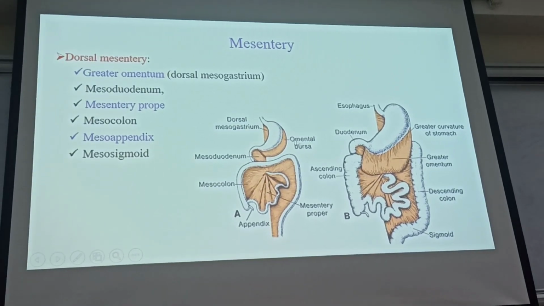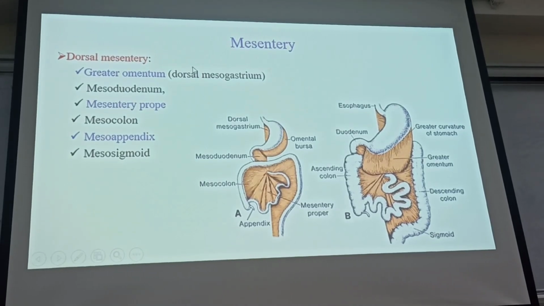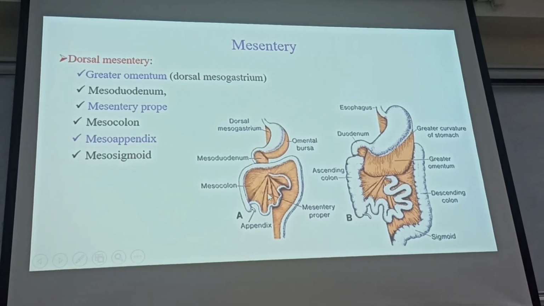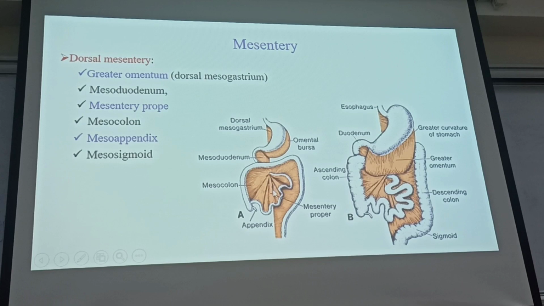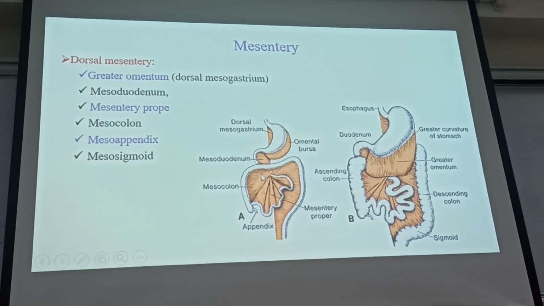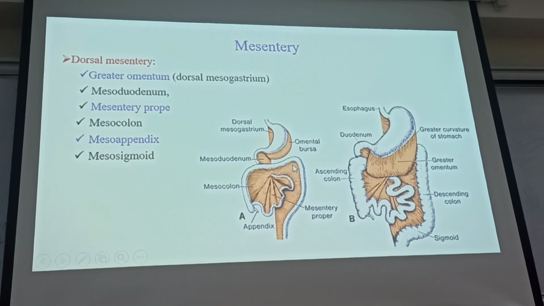Okay? So you can see in this picture dorsal mesogastric, mesoduodenum, proper mesentery, mesosigmoid, mesocolon. Okay? Understand? Any question?